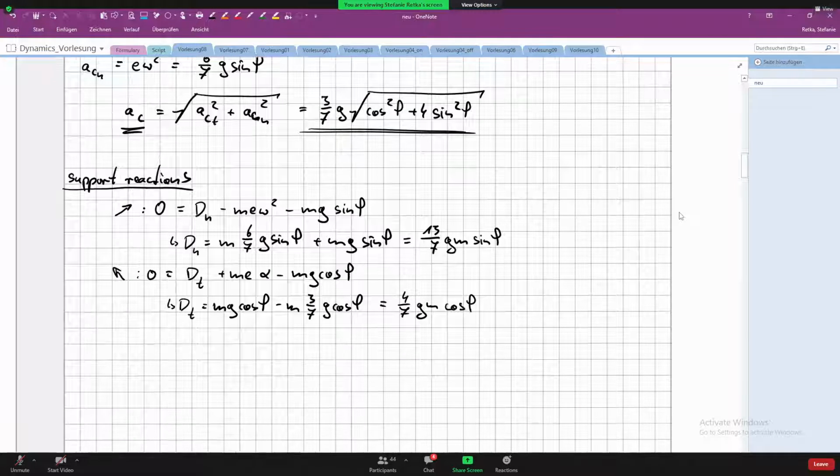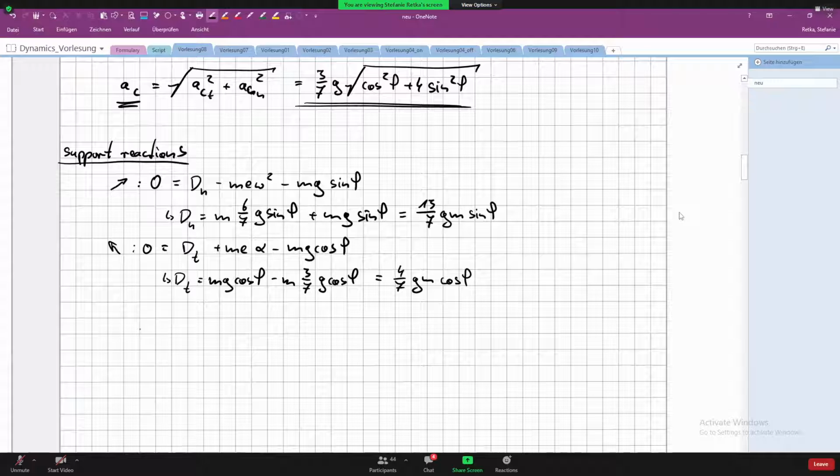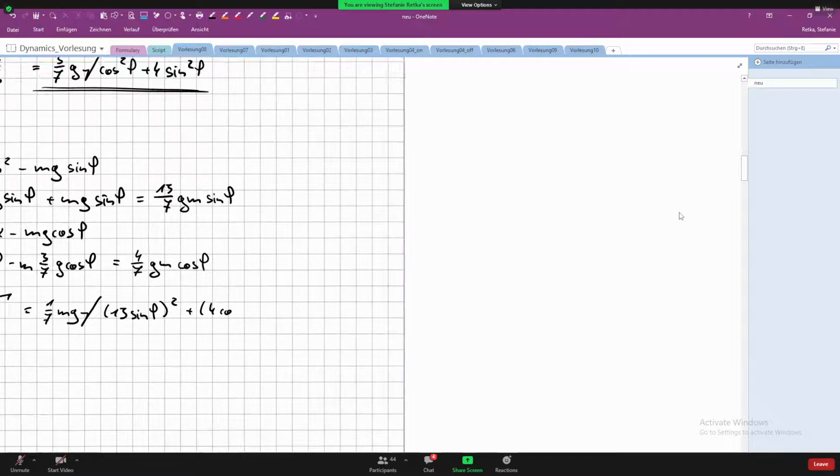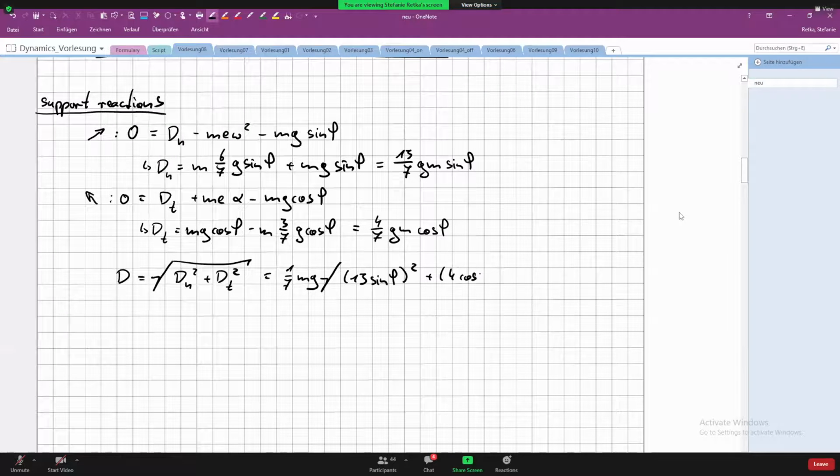And then last step is building the absolute value of the support reaction by computing the square root of dn square plus dt square, which is equal to 1 over 7 mg, then square root of 13 sine phi square plus 4 cosine phi square. Okay, so that's how it works.